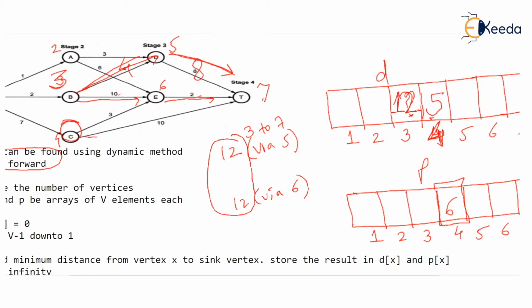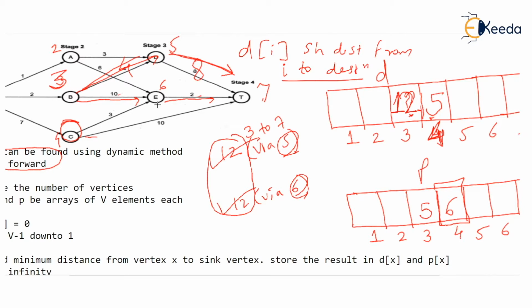D3 will be 12. But what should be P3? Now P3 can be either 5 or 6. It doesn't make any difference because this 12 or this 12, the minimum you got by the use of the fifth or sixth vertex. That's the meaning of D. So in general, what does DI indicate? DI means shortest distance from I to destination. And DI here will be obviously assisted by PI. PI will give you the intermediate vertex that helped you to find out that shortest distance.